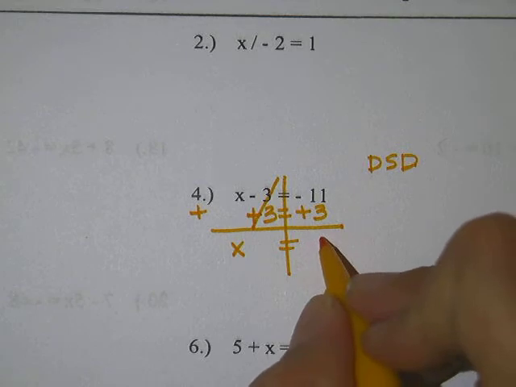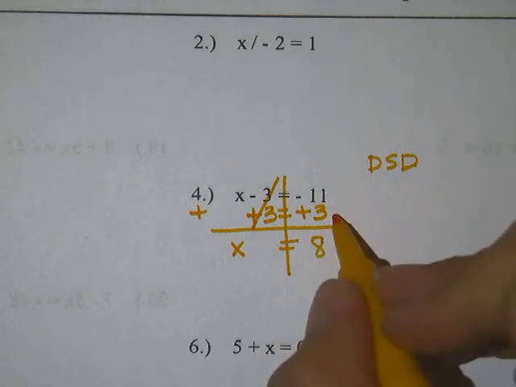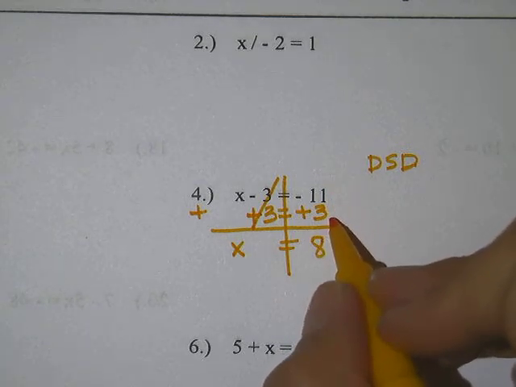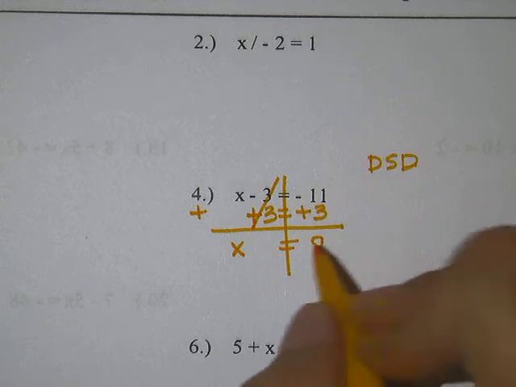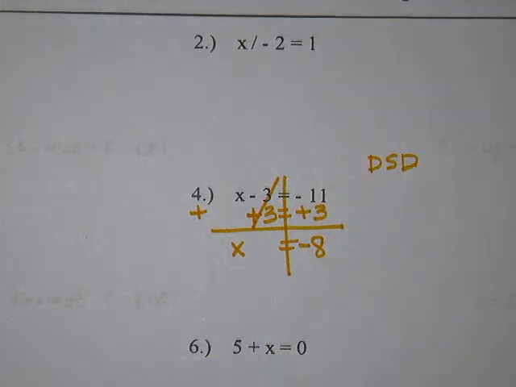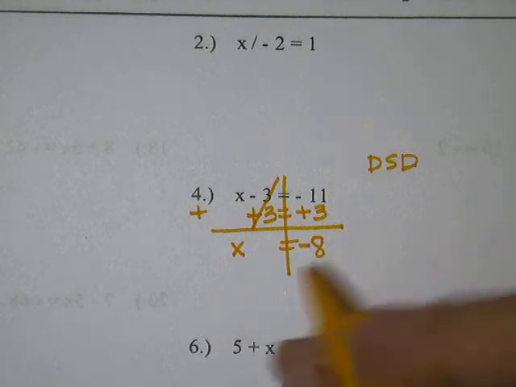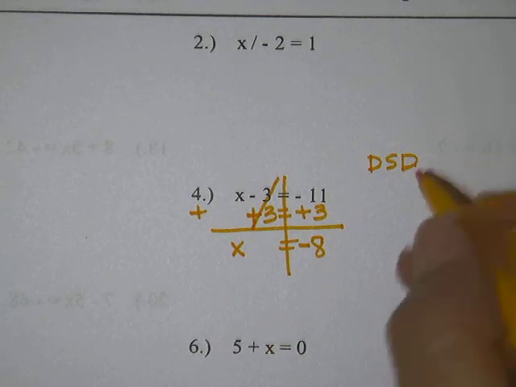11 minus 3 is 8. And then I play tug of war. Of 11 and 3, 11 would win, and the negative makes that answer negative. And that's it. My answer is x is equal to negative 8.